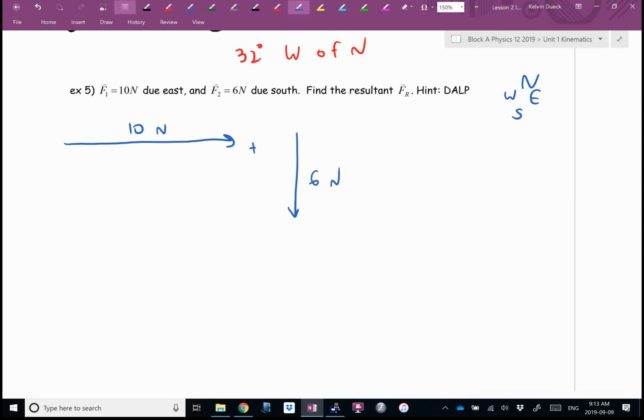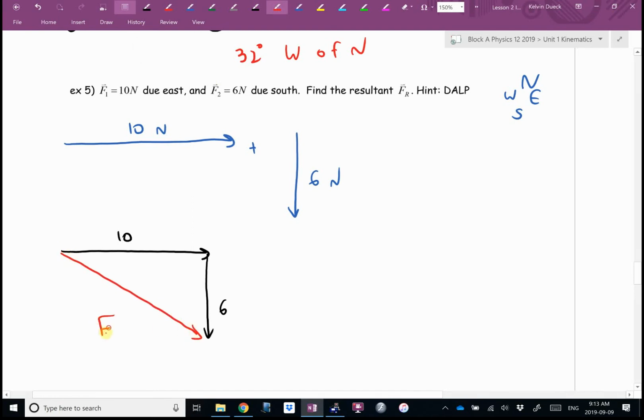Kathy, I want to add these 2 vectors together. Any thoughts on how I might want to draw them? Tip to tail, you say. So you're suggesting that I go 10 plus 6. And then, Kathy, the resultant is always from the tail of the first vector to the tip of the second vector. I'm going to freeze the screen. Can you please, on your own, find me the magnitude and find me the direction of this vector? I'll see if we get the same answer.